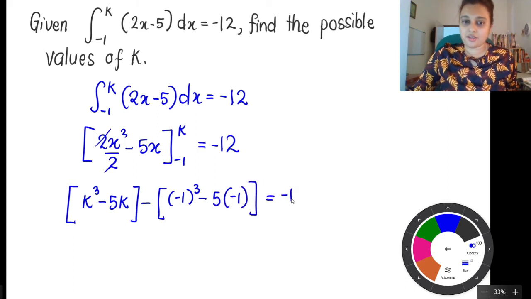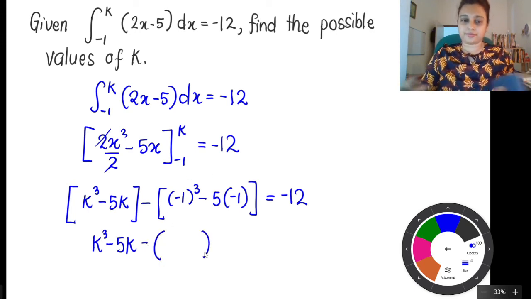Okay, now let's solve this. K power of 3 minus 5k, you cannot solve, so you just write back, minus. Inside here, what value do we get? -1 power of 3 minus 5 times -1.